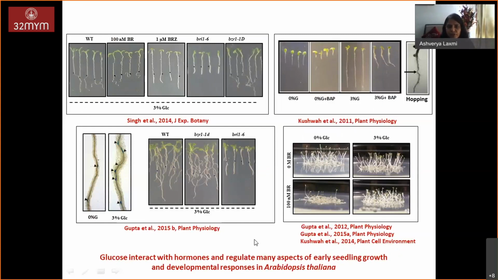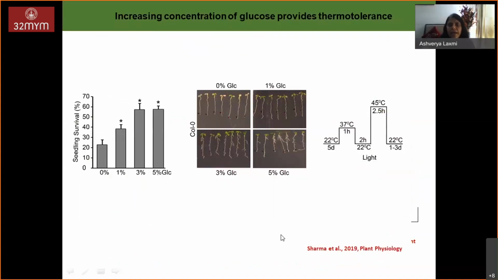We published all these findings in some very reputed journals such as Plant Physiology and Plant, Cell & Environment. And once we established that glucose can affect the plant architecture in a big way, we thought, because plant architecture is very deeply involved in combating the various stresses which plants encounter in natural environmental conditions, maybe glucose, or sugars, may also have a role in combating those stresses.